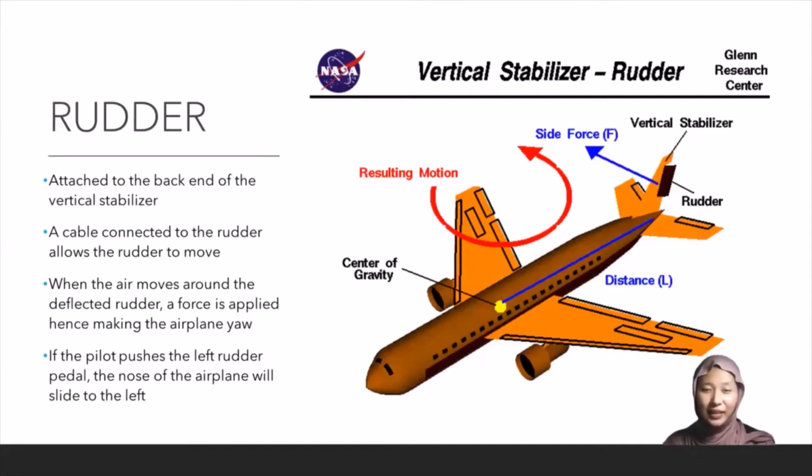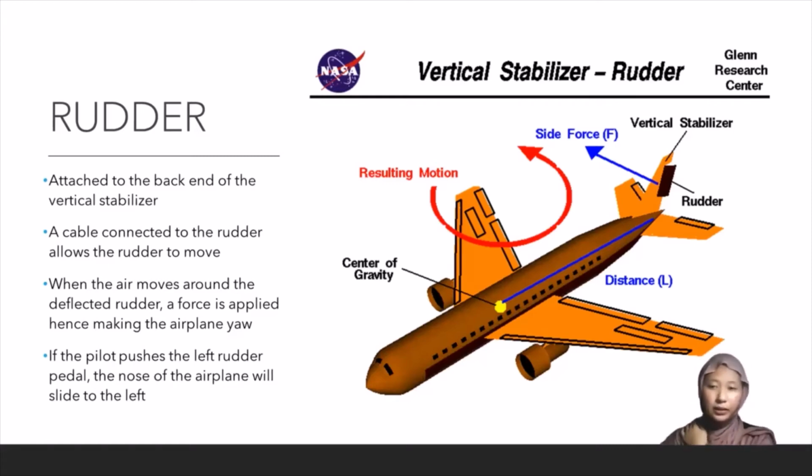Next, I'll be talking about the rudder, the third primary flight control. As you can see on the screen, it is attached to the back end of the vertical stabilizer. There is a cable connected to the rudder, which allows the rudder to move. When the air moves around the deflected rudder, a force is applied, making the airplane yaw. Yaw is the movement of the nose of the aircraft perpendicular to the wings. If the pilot pushes the left rudder pedal, the nose of the airplane will slide to the left.